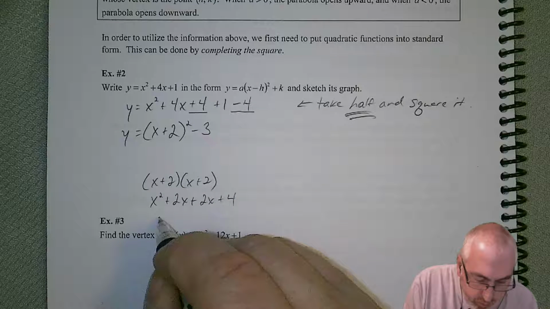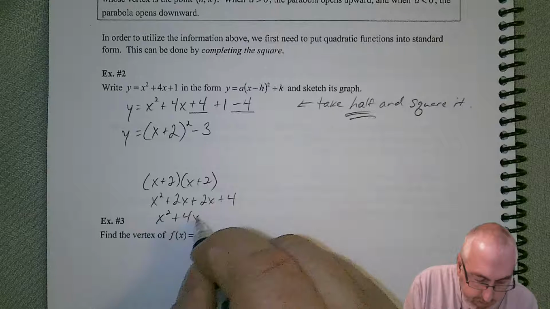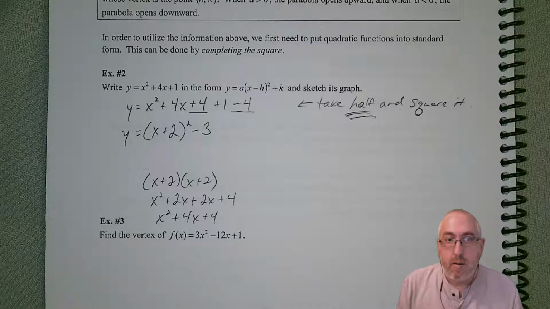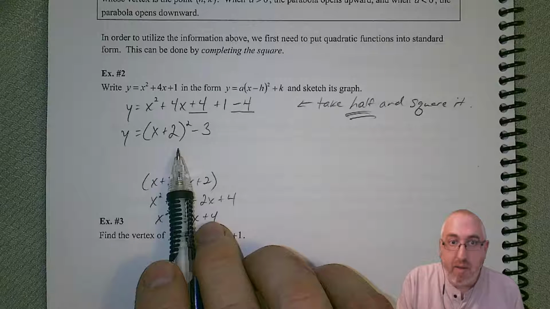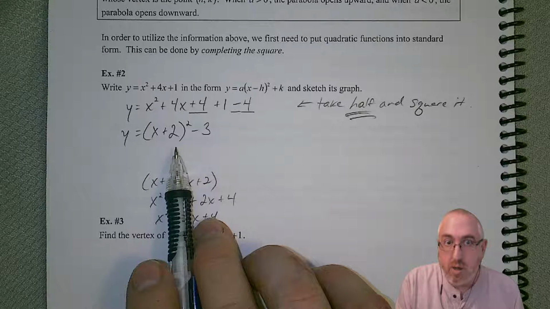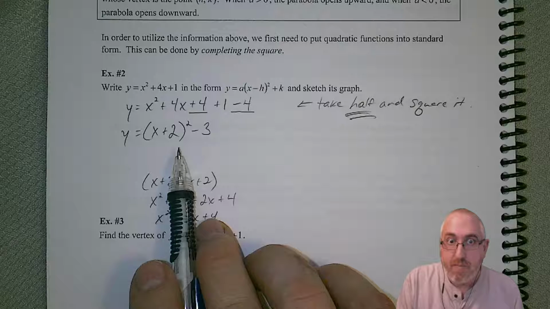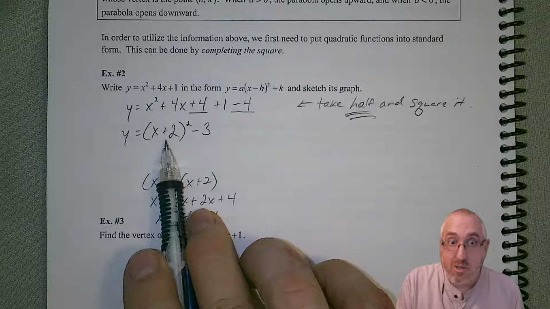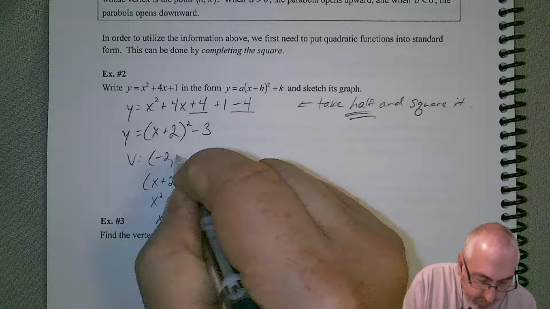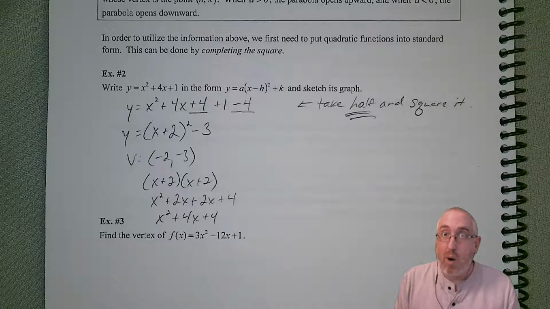And so we do get x squared plus 4x plus 4. So now it's in standard form, and we have all the information we need to graph this. So what can you tell me about the vertex? Where's the vertex? So +2 means it shifted to the left, and the -3 means it shifted down. So the vertex we know is (-2, -3). So that's in quadrant 3.